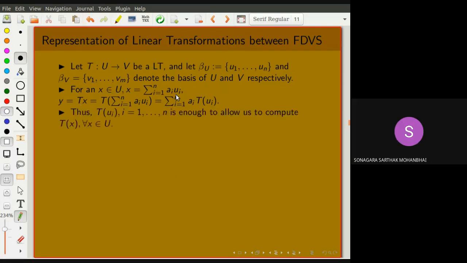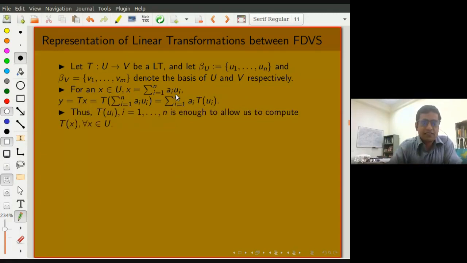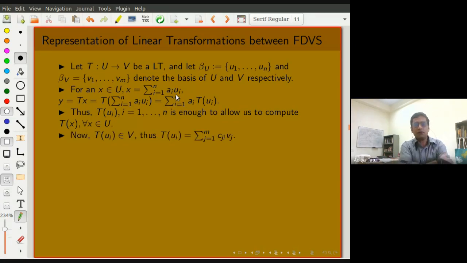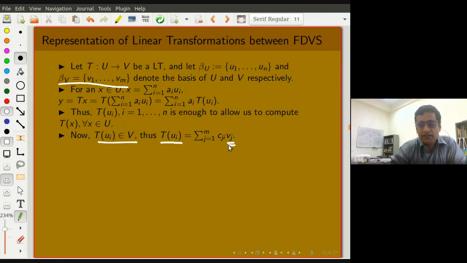Yes, sir. Okay. So, like I just said, knowing only these n outputs T(U_i) is enough to know the output for any other input x. Okay, that is what we just said. Now let us go further. What can we say about T(U_i)? By definition of T, T(U_i) also belongs to the codomain vector space V. And for that codomain vector space V, I already have a basis. So I should be able to represent each T(U_i) as a unique linear combination of my basis V1 to Vm.